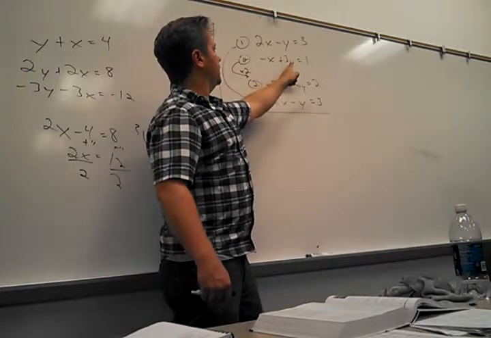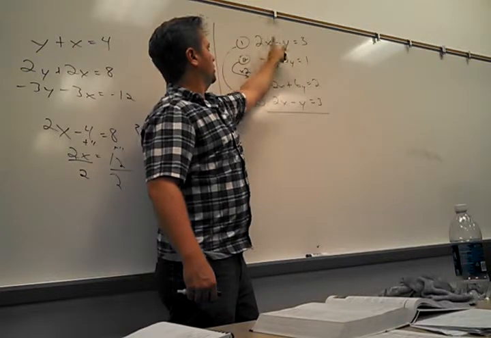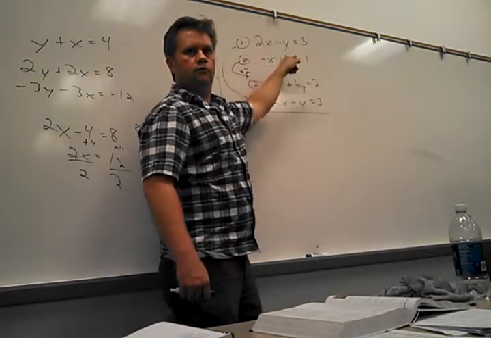Now think about it. What if I wanted to kill the y instead? What would I have done? Multiply this first equation by 3. Because then there would have been a negative 3y end up there. Right?